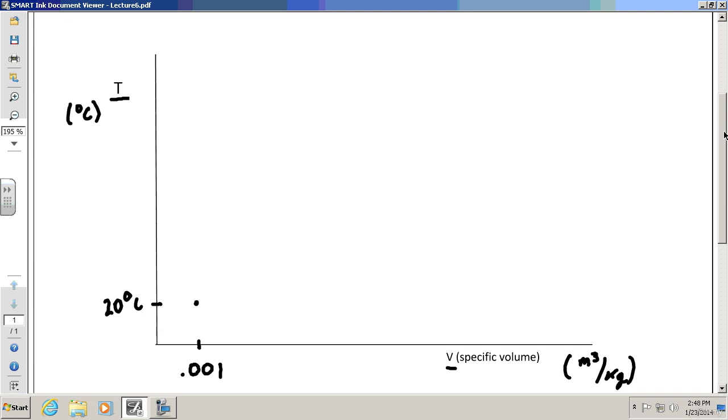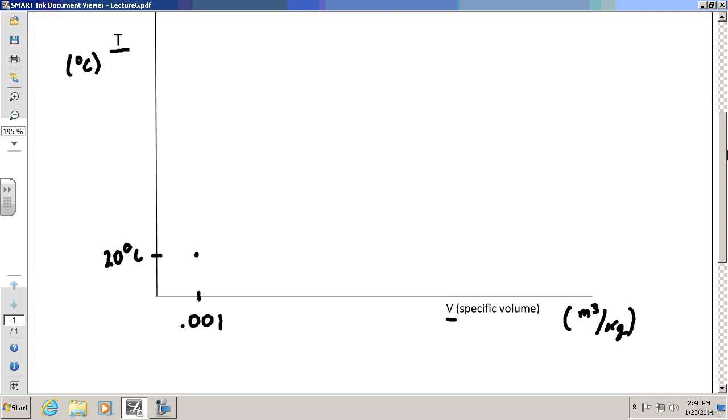Now, we take our pot of water, and we're going to start heating it. Before we start heating it, though, there's a thermodynamic term for this kind of water, okay? We call it compressed liquid.